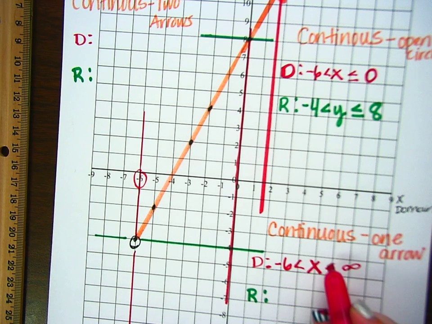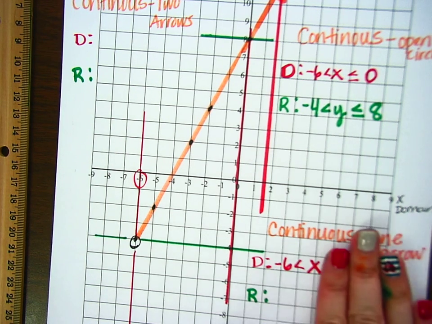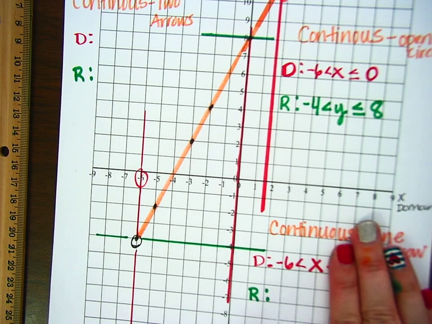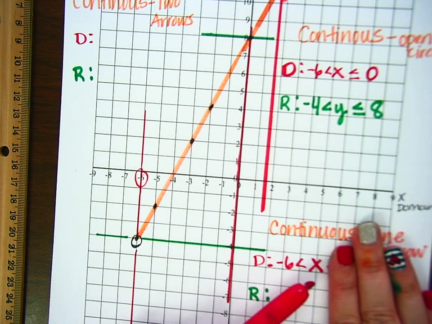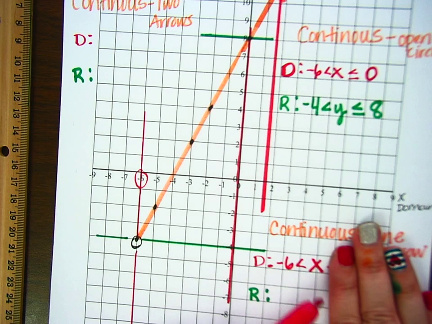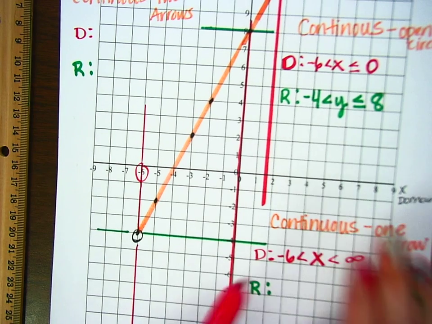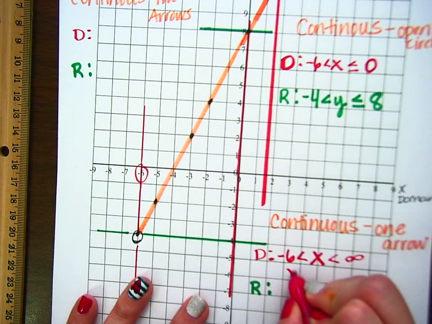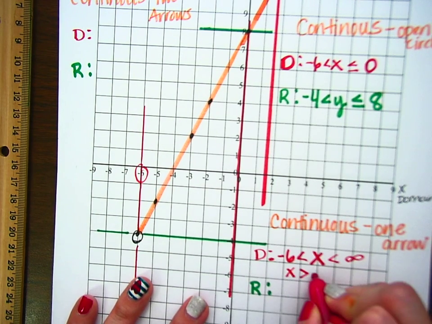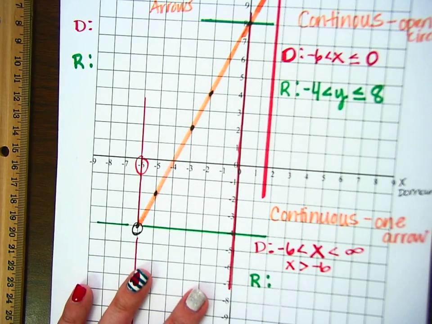Now, if we want to rewrite this so that we don't include the infinity, if we want to just take it off, this is really saying that -6 is less than x, or if you read it backwards, x is everything that is greater than -6. So I'm going to rewrite this backwards. So x is everything that is greater than -6.